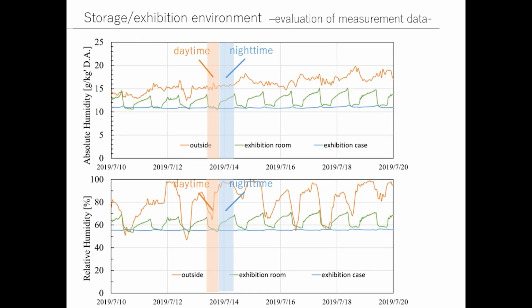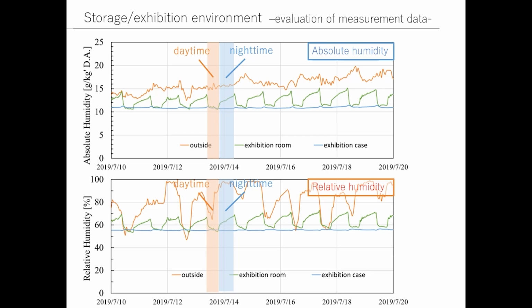This slide shows the humidity recorded for the same period. The upper part shows the absolute humidity, and the lower part shows relative humidity. The absolute humidity levels show lower values in the exhibition room and the exhibition case compared to the absolute humidity of the outside air. This means that the humidity of the outside air leaks into the interior of the building to only a small extent, indicating that the building is highly airtight.